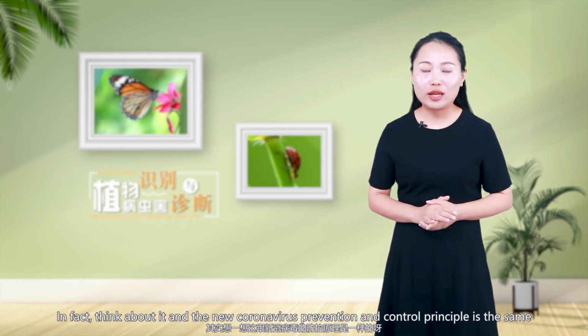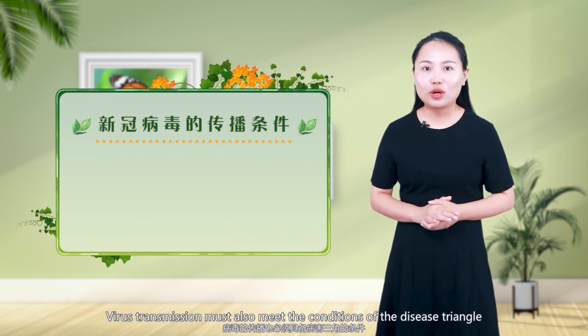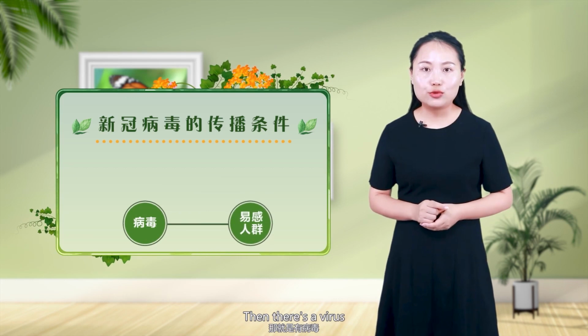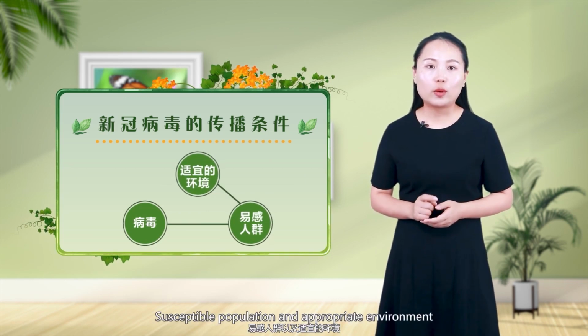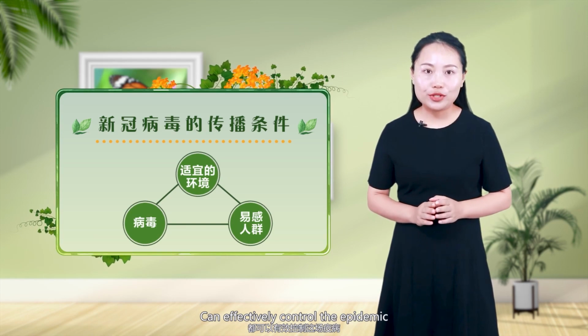In fact, think about it, the new coronavirus prevention and control principle is the same. Virus transmission must also meet the conditions of the disease triangle: a virus, a susceptible population, and an appropriate environment. So control any link, and you can effectively control the epidemic.